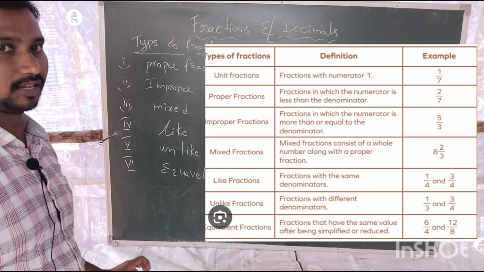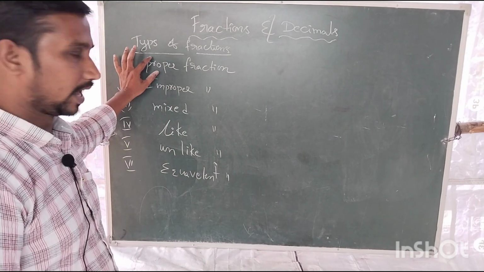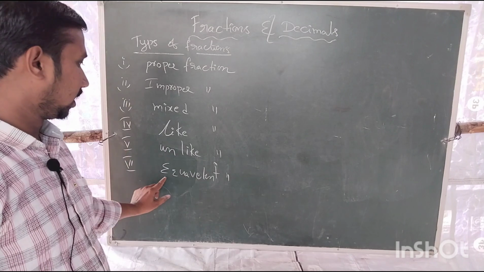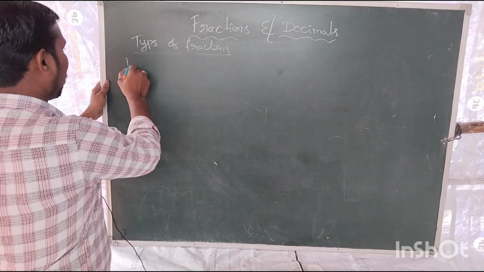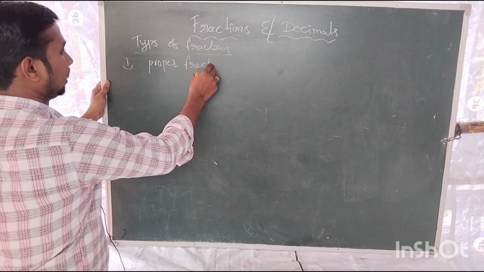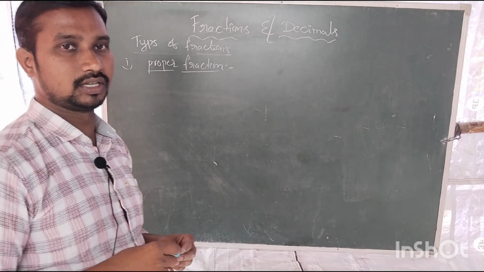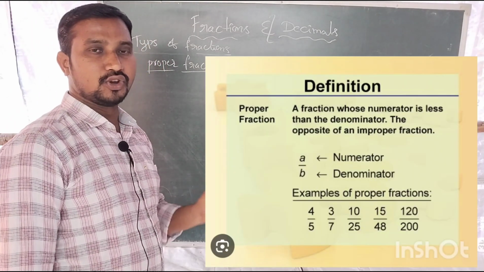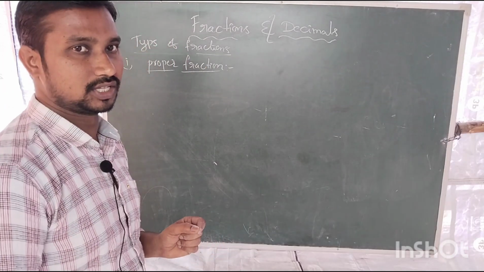Unit fraction also is there, children. So we have to discuss all these concepts: proper fraction, improper fraction, mixed fraction, like fraction, unlike fraction and equivalent fraction. Now types of fraction. First one is proper fraction. What is a proper fraction? The proper fraction has one definition, children. So the numerator is less than the denominator is called proper fraction, children.